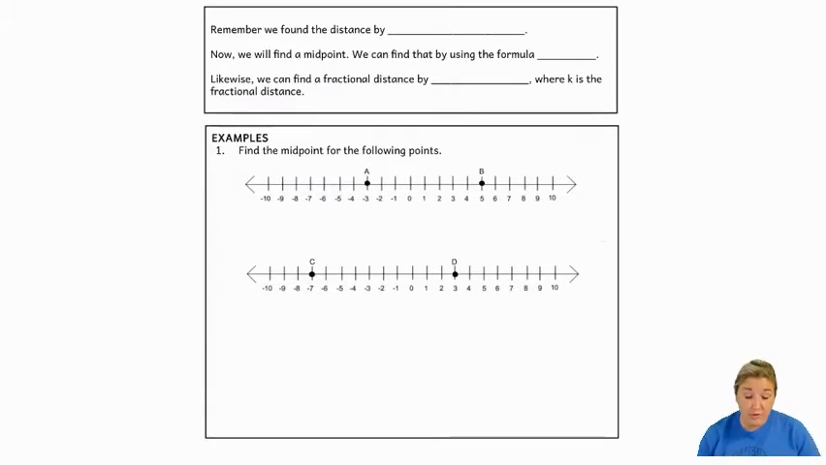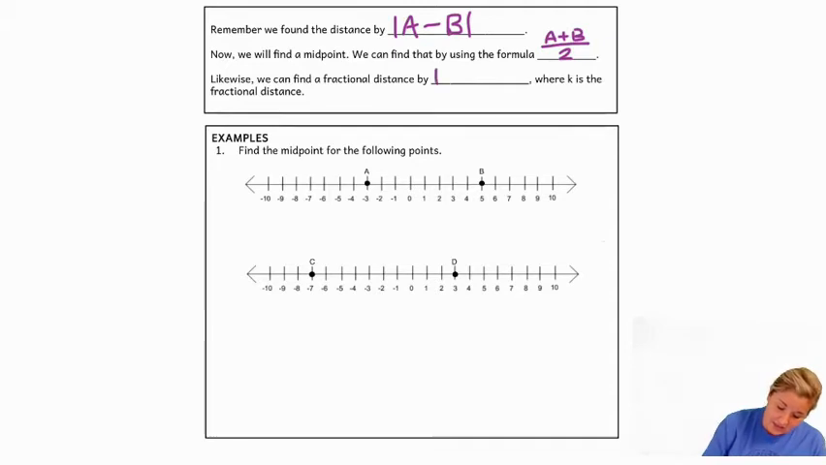All right, so remember that we found the distance by finding the absolute value from point A minus point B, and remember that ended up being a positive value. But now we're going to find the midpoint, and we're going to find that by taking A plus B and then dividing it by 2. So wherever the point is for A, and then adding it to point B, then dividing by 2, that would give us our midpoint.